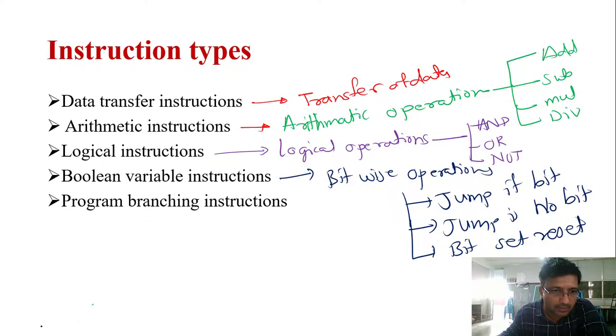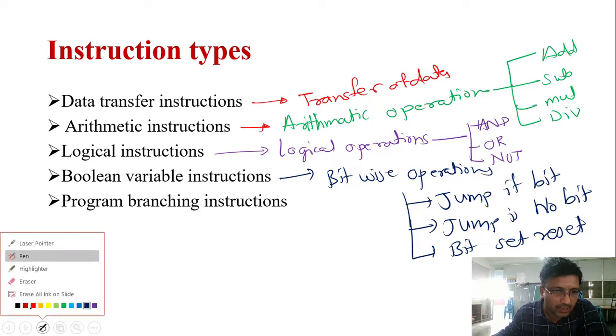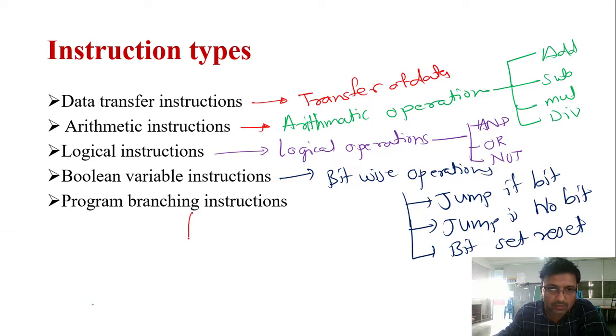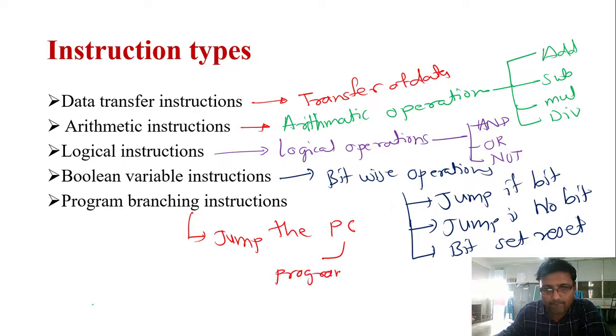And the last type is program branching instructions. Under these we can use jumping instructions. This is specifically used to jump the program counter. Okay, PC stands for program counter. So there are different instruction types: data transfer, arithmetic, logical, Boolean variable and program branching instructions. Today we are going to see data transfer instructions in detail.